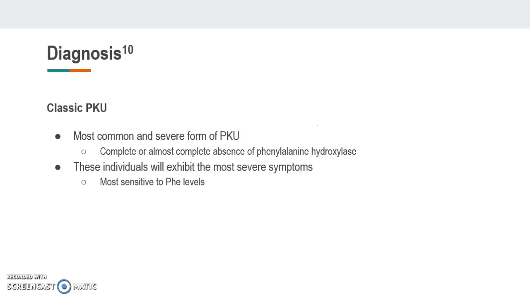The most common and severe form of PKU is known as classic PKU. It involves the complete or almost complete absence of phenylalanine hydroxylase, which is the affected enzyme. PKU patients with this type will exhibit the most severe symptoms, and they are the most sensitive to Phe levels in the blood.